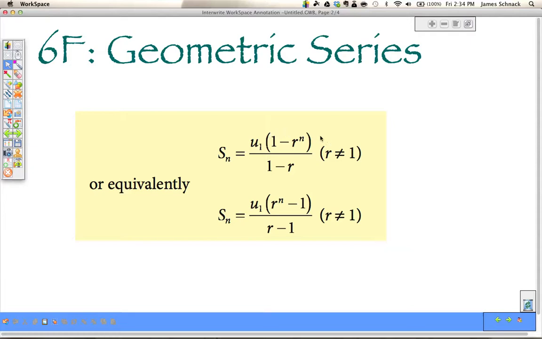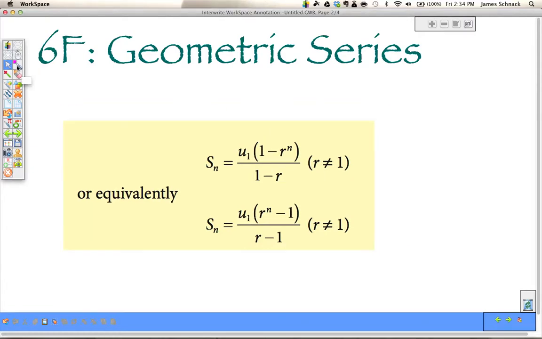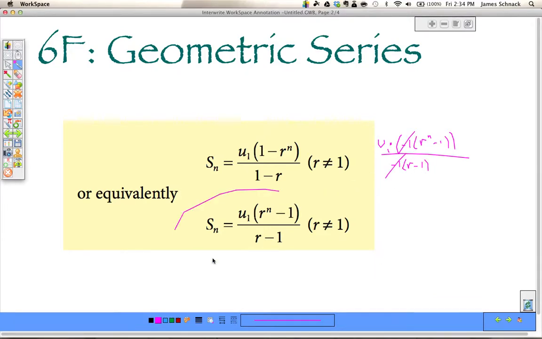If you want to know how these are equal, factor a negative 1 out of the top and the bottom. So we get U1 times negative 1 times r to the n minus 1 over negative 1 times r minus 1. The negative 1's cross out, and I'm left with this.